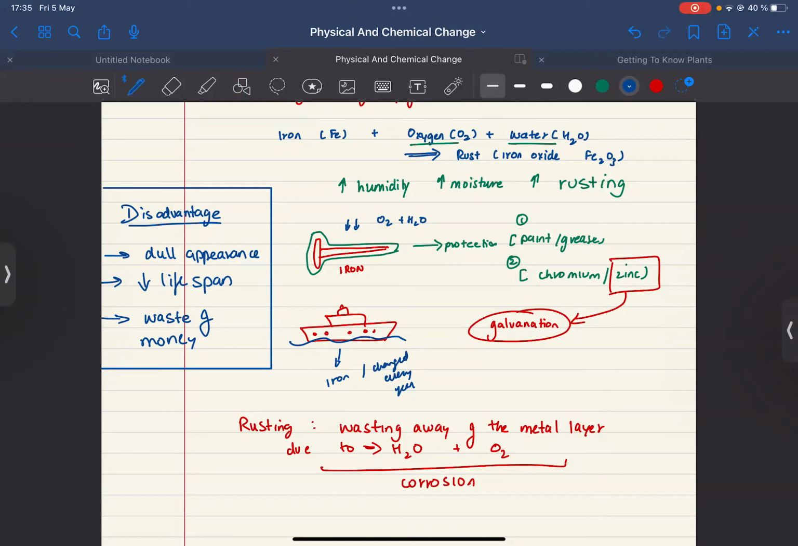Okay, just pause, all of y'all. So, disadvantages. This is basically a summary of whatever we saw. Obviously, rusting will give a dull appearance. You nicely polish the iron and keep it shining, but all this rusting will happen in a few hours and give a very dull appearance. The shining luster will go away. Second, it will lose its lifespan. If an iron is nice, strong and supportive, after rusting it will be eaten away and break down, so the metal's lifespan will reduce. Third, you need to protect it every year by painting it or by galvanization, so there is a lot of waste of money because of rusting. So these three are the main disadvantages of rusting. You can note that down also.